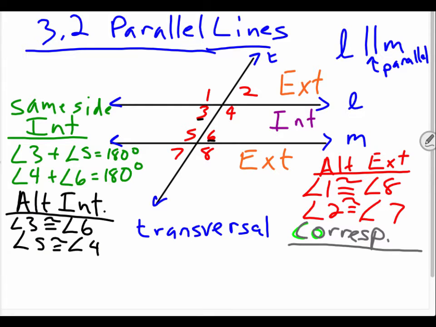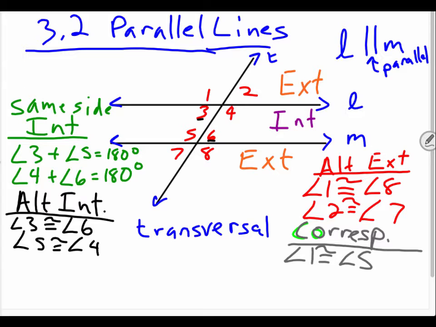Corresponding angles. Angle 1 is congruent to angle 5. Now we call them corresponding because they're on the same side, but if you think about it, angle 1 is kind of in the same position or location with regards to the transversal and L as angle 5 is with regards to the transversal and the line M. You see how they're kind of in the same spot? One is in one spot with L, the other one's in the same spot with M.